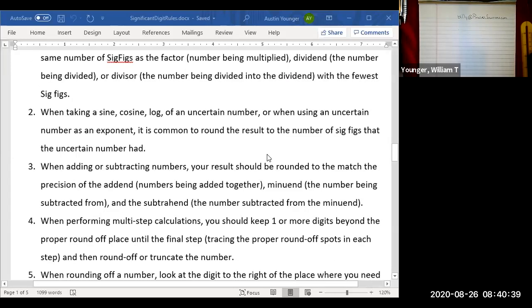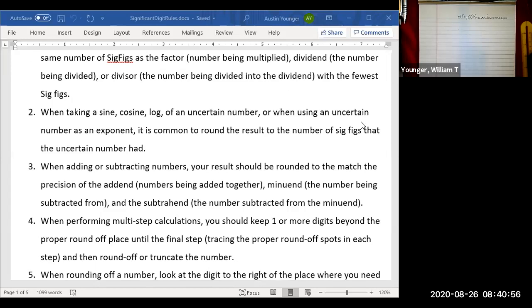When performing multi-step calculations, you should keep one or more digits beyond the proper round-off place until the final step. Perhaps tracing them by underlining them, stuff like that usually helps. And then round off or truncate the number at the end.